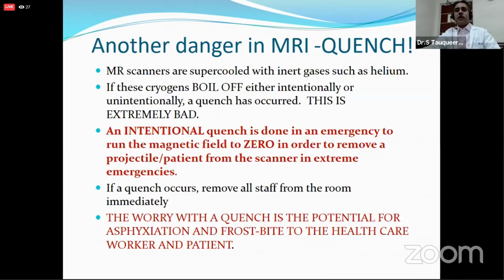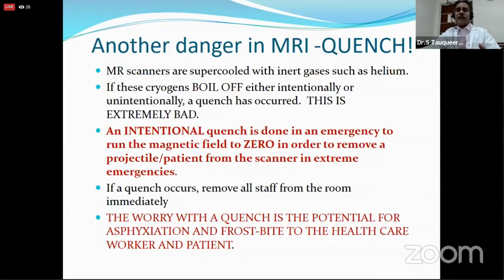For example, we saw a projectile effect when a bed got stuck in the machine, or the patient is sitting on the bed and the bed is stuck on the machine. So to remove that, we need to switch off the MRI and bring the magnetic field to 0. This is called intentional quench, and sometimes it can be an accidental quench also.